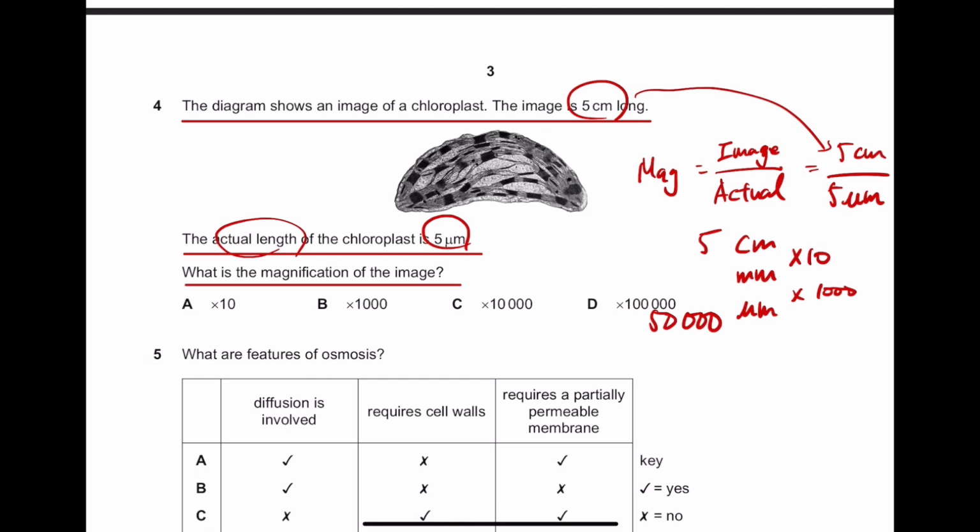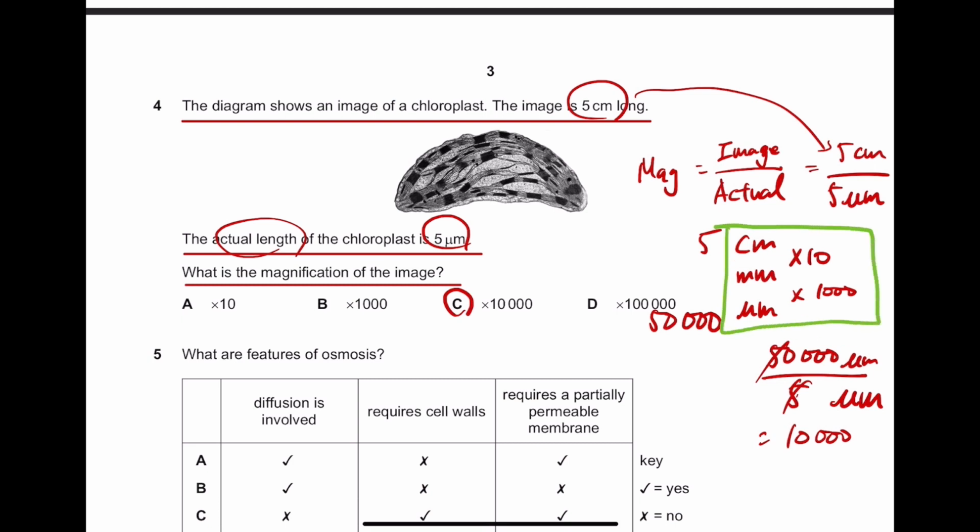So it's now 50,000 micrometers over 5 micrometers, which is 10,000. So here the answer is 10,000, C. So always remember the formula, and the rest of it will be quite easy. Of course, you have to know the differences between the units, but I've written it here, so you remember this one, okay?